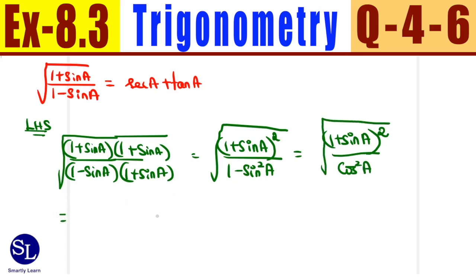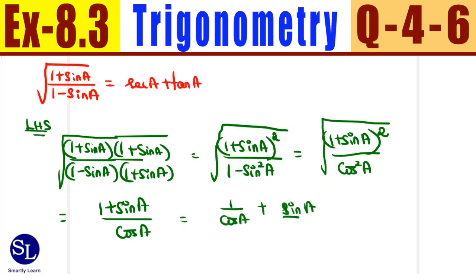So now let's apply the roots. Because the square is there and there is a square root, I'm simply cancelling out. So the numerator becomes 1 plus sin A, and the denominator will become cos A. Now you can split this fraction as 1 by cos A plus sin A by cos A. So 1 by cos A is secant A and sin A by cos A is tan A. So this gets our RHS. So hence proved.